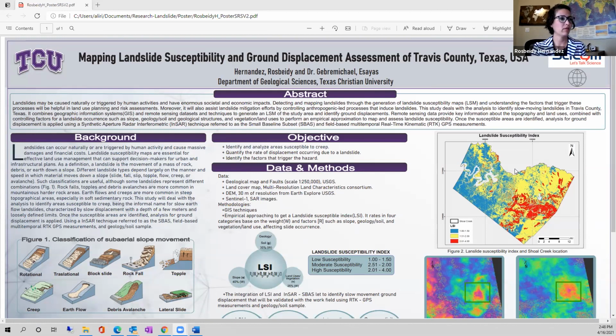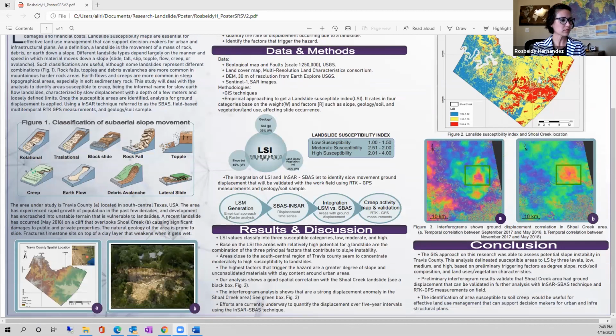The area under study is Travis County, located in South Central Texas, and the area has experienced rapid growth of population in the past few decades, and development has made incursions into unstable terrain that is vulnerable to landslides. So this is the map of the spatial location of my study area, and this is a landslide that occurred in May 2018.